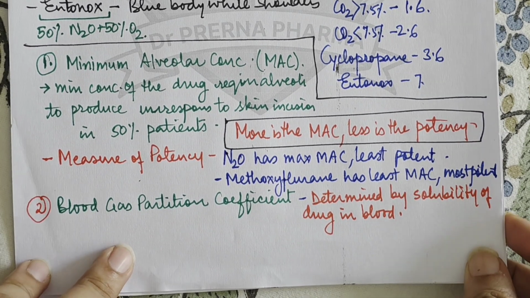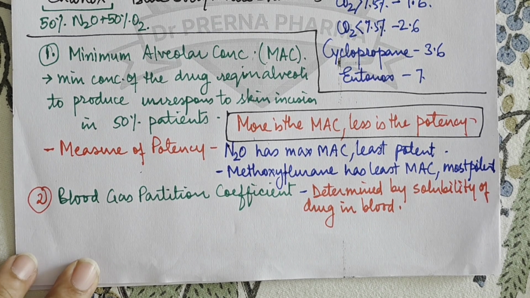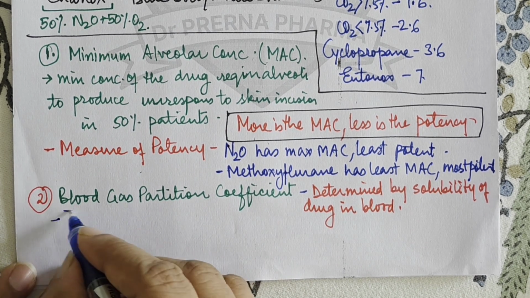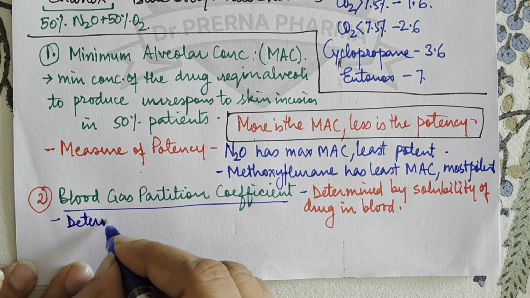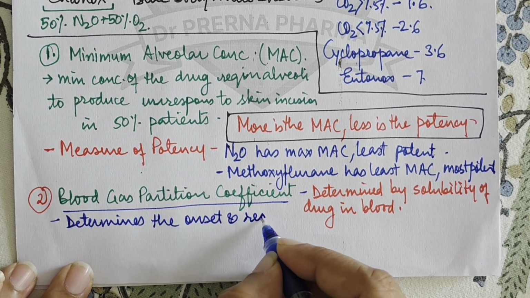The more the solubility, the drug will spend less time in the lungs and it will immediately get transferred to the blood, right? And a drug which has a low blood gas solubility will not go into the blood so fast. It will try to remain in the lungs for a longer time. So this blood gas partition coefficient basically determines the onset and recovery.